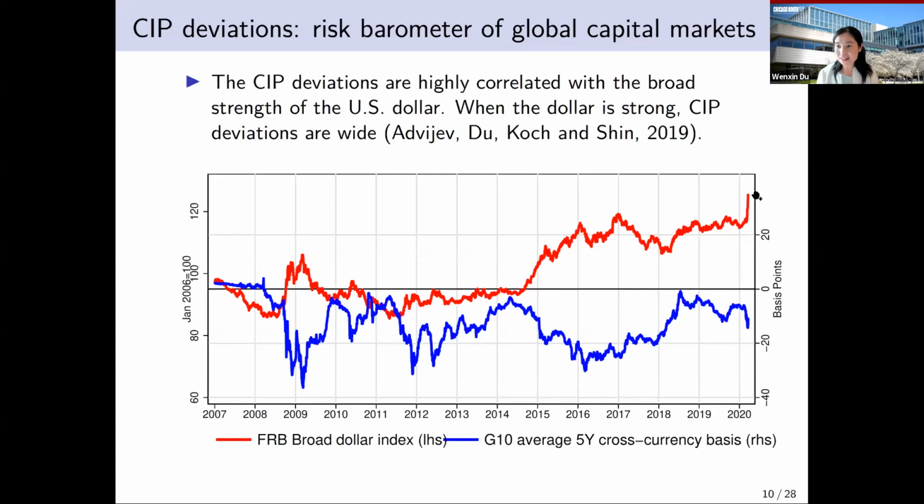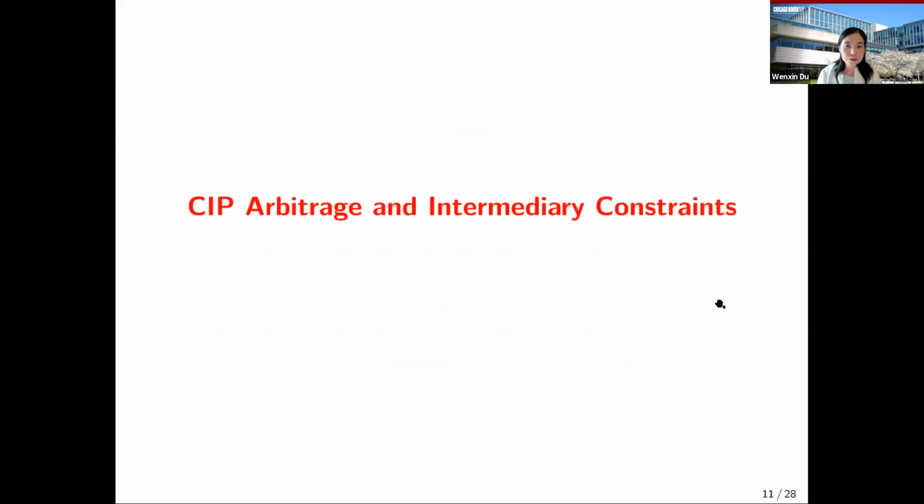More recently, the dollar has retraced back to its pre-pandemic level, and the cross-currency basis again went back to their early 2020 level. So there is a very interesting global dollar cycle that is highly correlated with the strength of the dollar. It's correlated with CIP deviation. It's correlated with broader performance of risky assets and financial conditions. Okay, so that's enough for motivation.